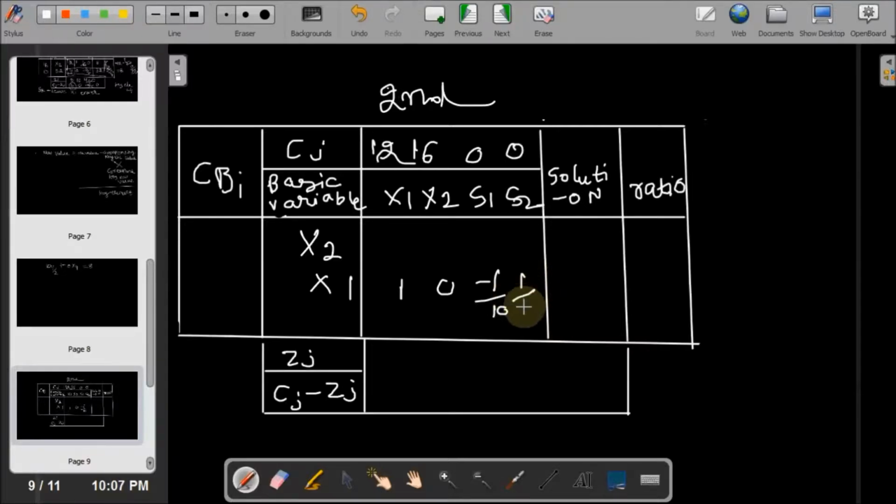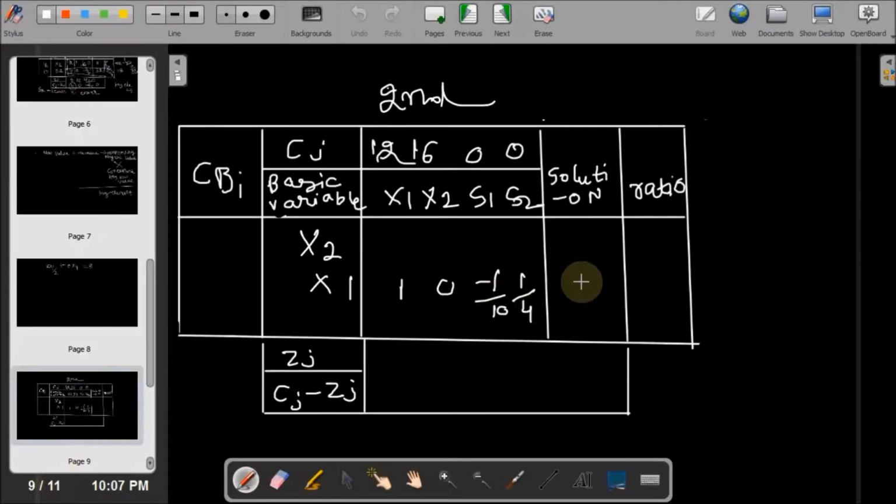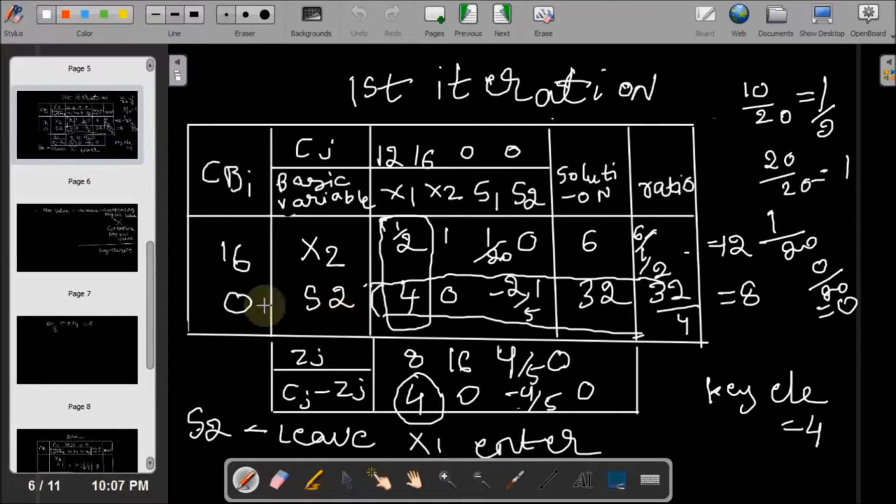So I am finding out the new values for x1. Now, what is the value for the ratio? 32 divided by 4, 8. Now obviously the solution value will change. 32 divided by 4 is 8 only. So now I found out the value for x1, because the key element was found in the s2. That's why instead of x2, x1 entered. That's why I found out the new values for x1.